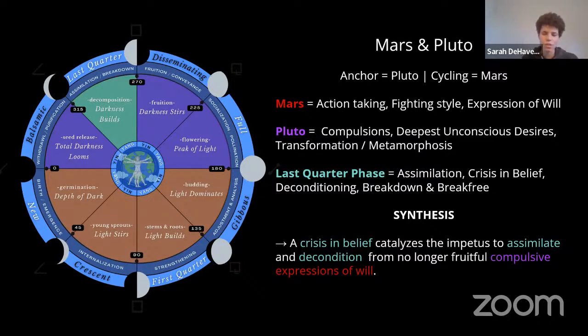The synthesis could look like this. A crisis in belief catalyzes the impetus to assimilate and decondition from no longer fruitful compulsive expressions of will. Let's just say that again to make sure I said it clearly, but first I'm just going to cough. Sorry about that. All right. A crisis in belief, so that's last quarter phase, catalyzes the impetus to assimilate and decondition, last quarter phase, from no longer fruitful, again last quarter phase, compulsive, Pluto, expressions of will, Mars.